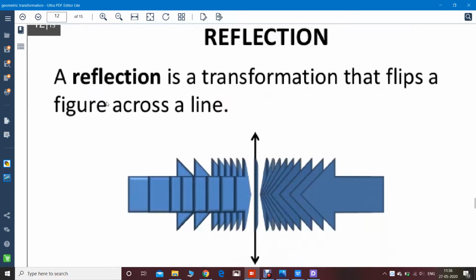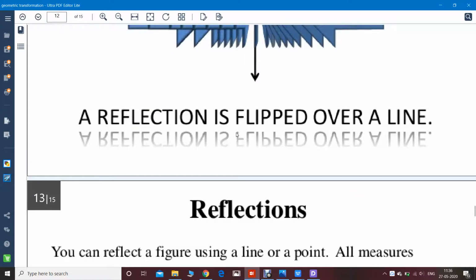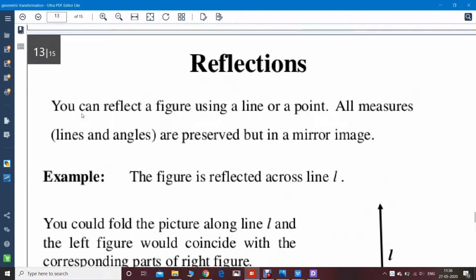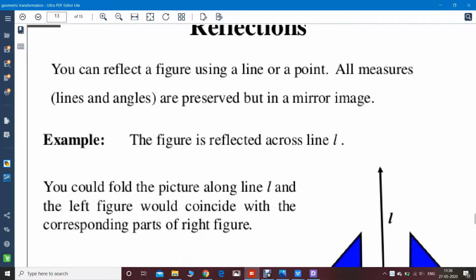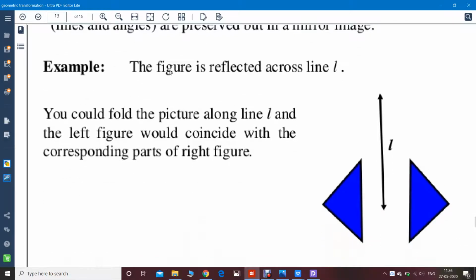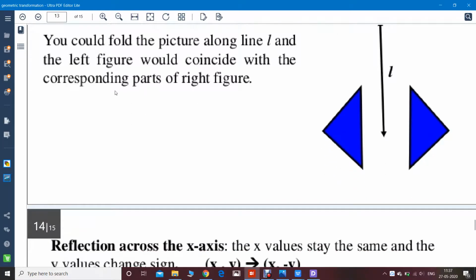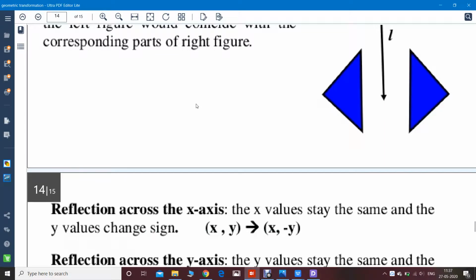What is reflection? A reflection is a transformation that flips a figure across a line. A reflection is flipped over a line. You can reflect a figure using a line or a point. All measures of lines and angles are preserved but in a mirror image. The figure is reflected across a line. You could fold the picture along line L and the left figure would coincide with the corresponding parts of the right figure.